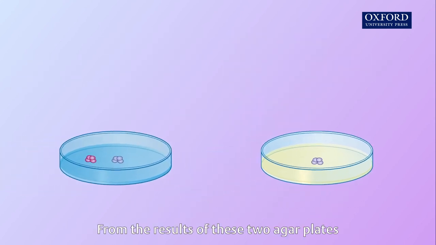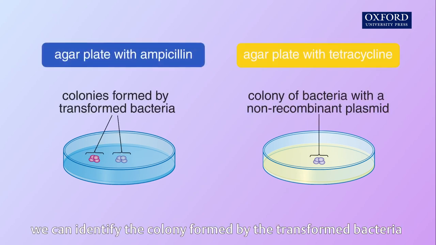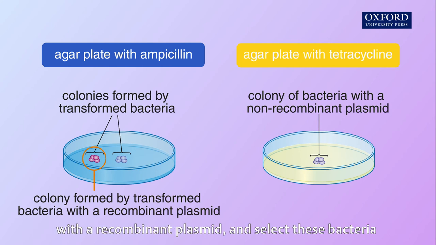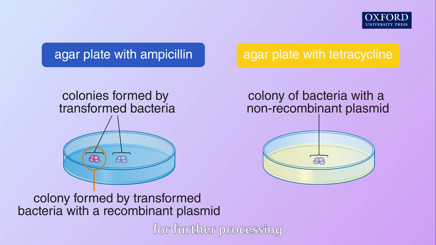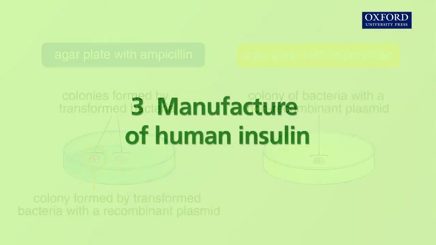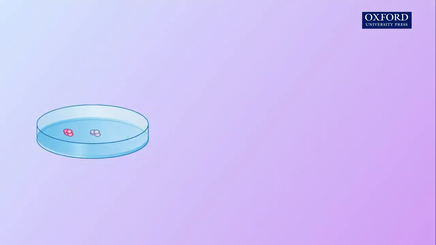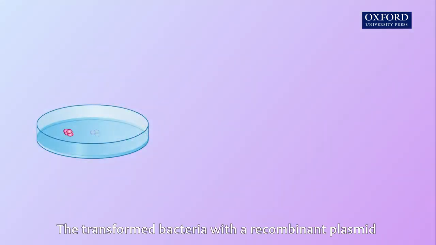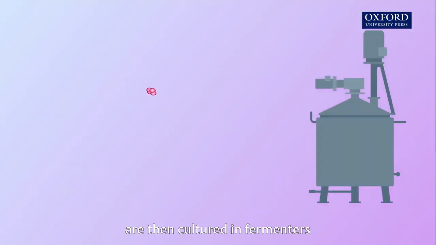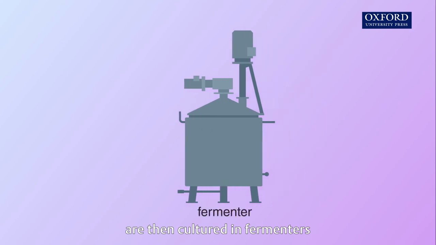From the results of these two agar plates, we can identify the colony formed by the transformed bacteria with a recombinant plasmid, and select these bacteria for further processing. The transformed bacteria with a recombinant plasmid are then cultured in fermenters.